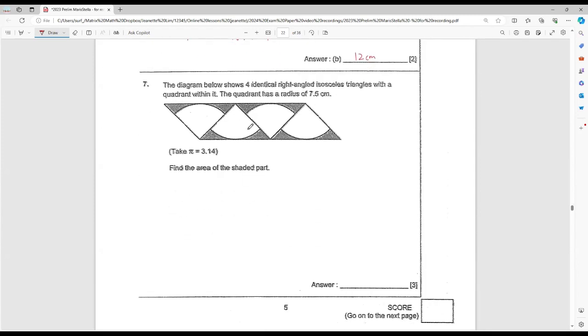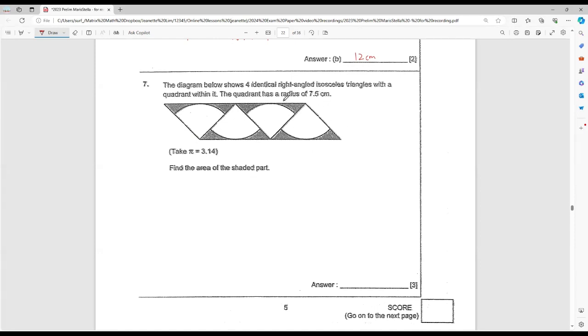Question 7. Diagram shows 4 identical right-angled isosceles triangles with a quadrant within it. Quadrant has a radius of 7.5 cm. So find the area of the shaded part. Now, to find the area of a circle, it's pretty easy since we already have the radius, right? And we have 4 quadrants. 4 quadrants will combine to give us one full circle. So we can easily find the area of the unshaded parts. So to find the shaded parts, I need to take all the triangles, minus away all the quadrants.